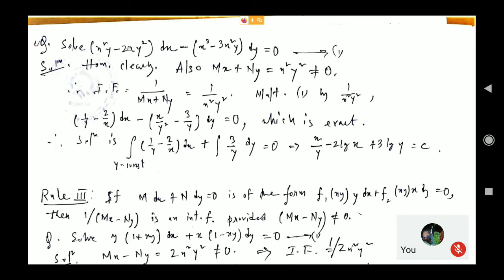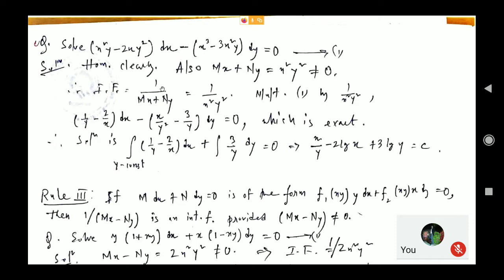Next, what we know till now is that if it is homogeneous, you can see that here M and N both are homogeneous. Homogeneous means M and N are of the same degree. Here the degree of M is power of x is 2, y is 1, so together 3. Here also 3, here also 3, here also 3. So M and N both are of the same degree. Therefore, it is homogeneous and the left hand side is obviously non-zero. Therefore, we can apply this rule.